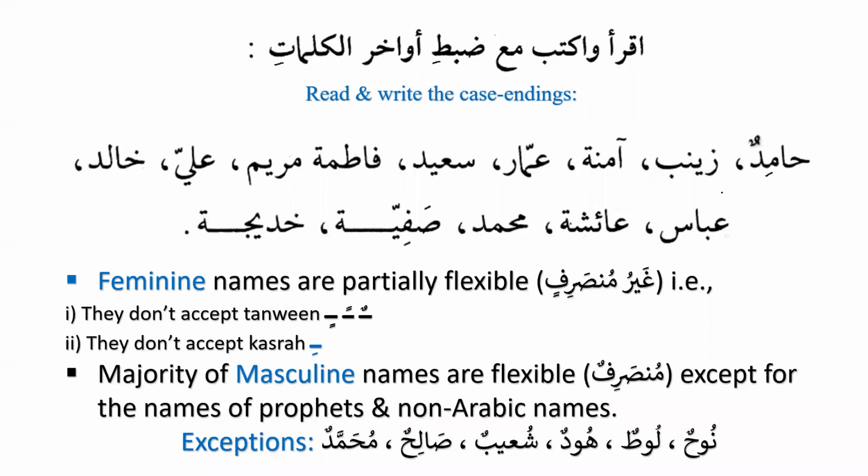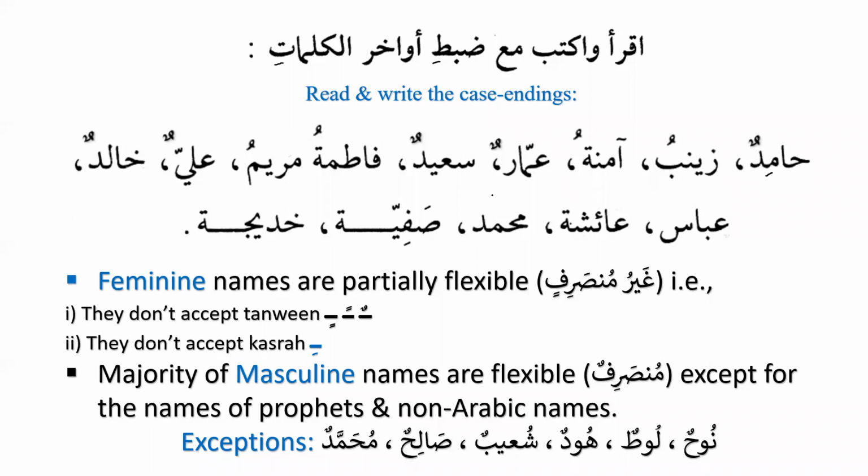What about Zainab? Zainabu. Excellent. Then we have Amina, and it will be Aminatu. Excellent. Ammarun. Excellent. Sa'idun. Excellent. Fatima. Fatimatu. Wa Maryamu. Maryamu. Excellent. Ali. Aliyun. Excellent. Aliyun, Aliyan, Aliyin. Khalidun. Excellent. Khalidun, Khalidan, Khalidin.